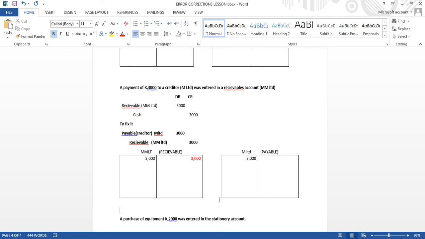We have to know first the correct entry, then we see the mistake which was done here, so that we know how to fix it. That's how you have to look at this. Know first the correct entry. The equipment is increasing, so we're going to debit the equipment, and the cash is decreasing, so we're going to credit the cash account.